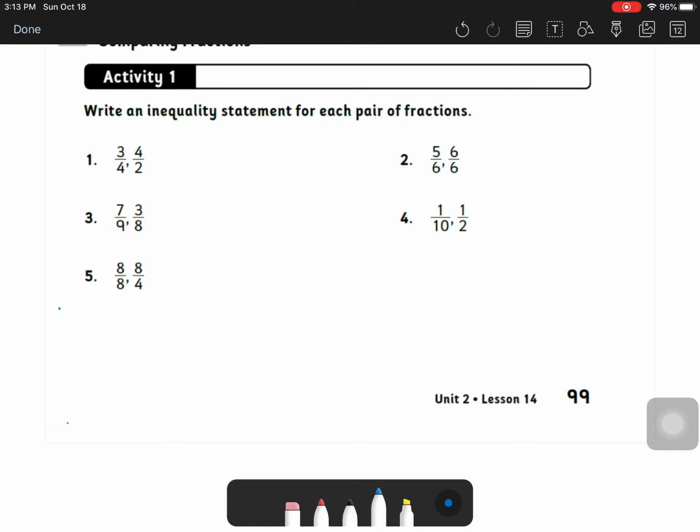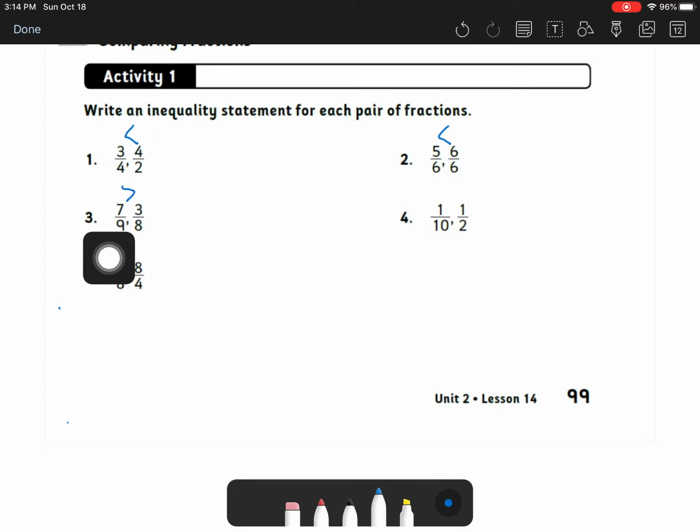So number 1, we've got 3/4, which is less than 1, compared to 4/2, which is more than 1, so that's a less than. 5/6, 5 is less than 6, 6/6 is equal to 1, so that has to be less than. 7/9 is less than 1, but so is 3/8. So now you have to say, is 7 closer to 9 or is it closer to 0? That's closer to 9. 3 is closer to 0 than it is to 8. So that makes 7/9 greater.